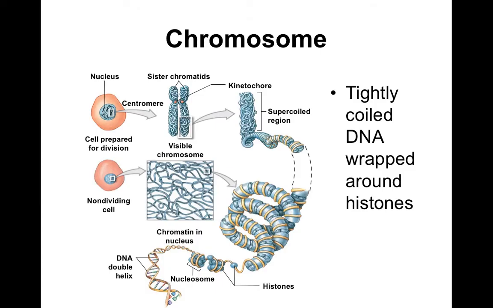Today we're talking about chromosomes and cell division. So, what is a chromosome? You hear all this talk about chromosomes and how they carry genes and how they're all this genetic material. Well, the basic definition of a chromosome is the DNA wrapped around histone proteins.